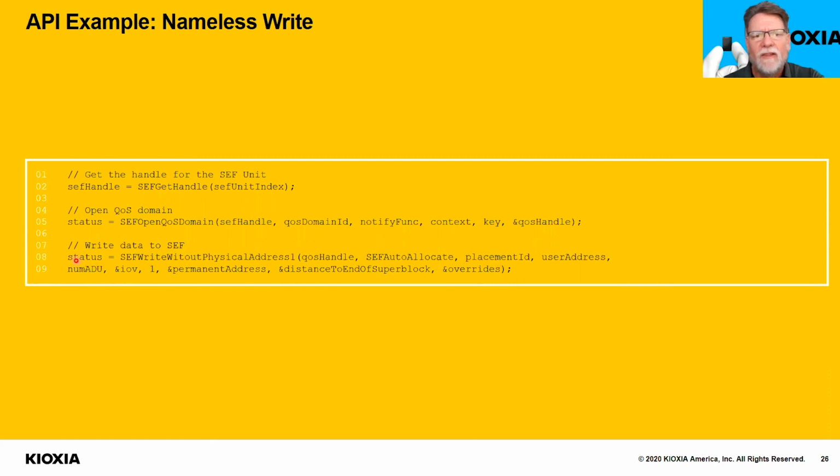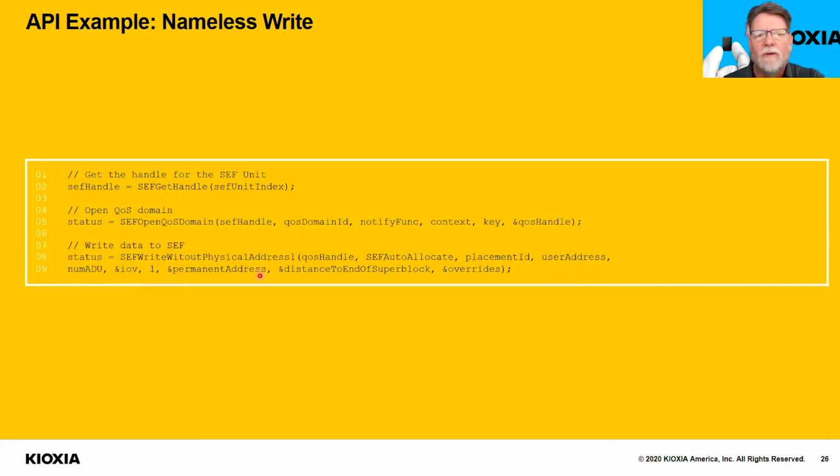Remember, when we defined a QoS domain, we specified the size of the atomic data unit. In the previous example, it was 4K. This is saying how many 4K chunks we want to write into this QoS domain. We pass in the address of an IOV, which defines the memory buffers associated with the data that we want to write. This is the number of entries in the IO vector.